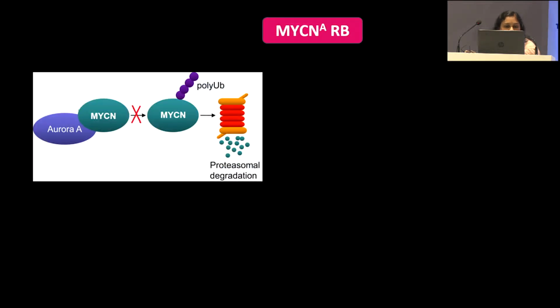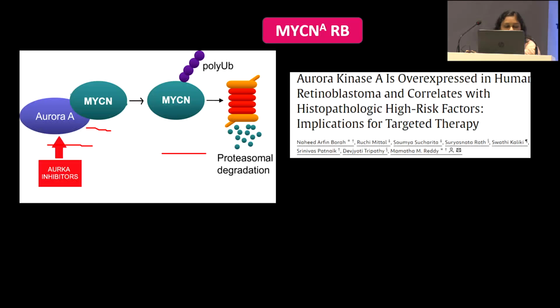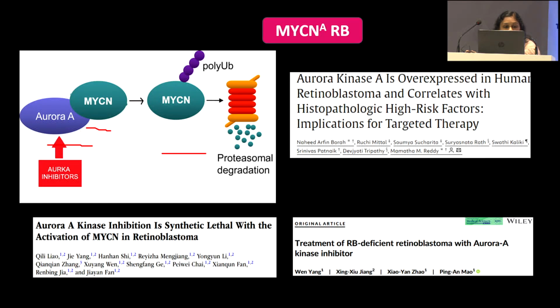Again, in MYCN amplified tumors, as I told, MYCN is difficult to target directly, but they found that aurora kinase A binds to MYCN and prevents its proteasomal degradation. And this aurora kinase A was found to be overexpressed in retinoblastoma. So why not target aurora kinase A? So aurora kinase inhibitors are being researched now.